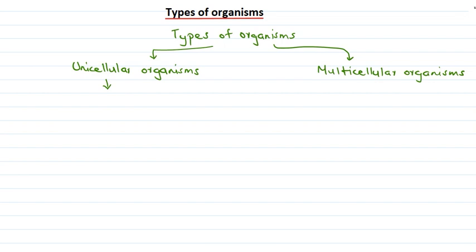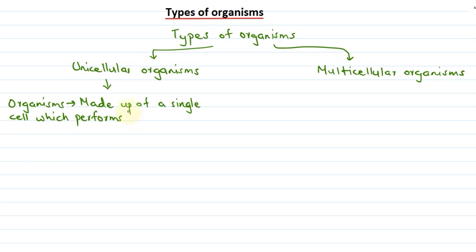So what are unicellular organisms? Unicellular organisms are the organisms made up of a single cell. Okay, so these organisms consist of only a single cell, and this cell performs all the essential activities of life. Such organisms are called unicellular organisms. The single cell here performs all the necessary functions of living organisms.